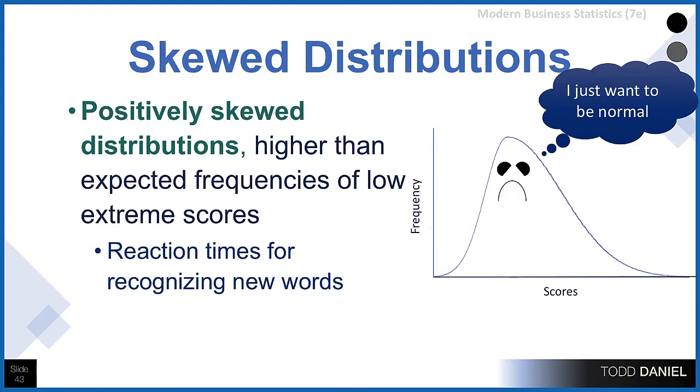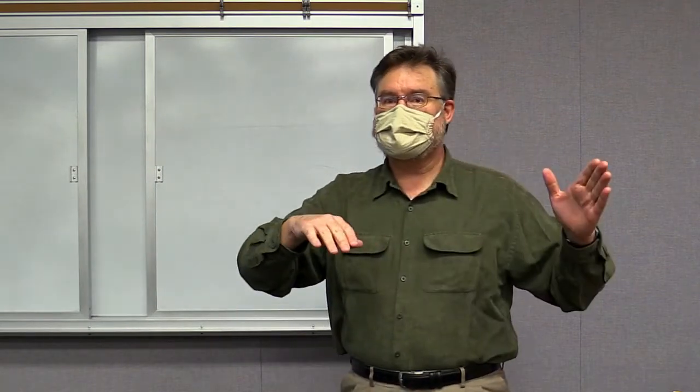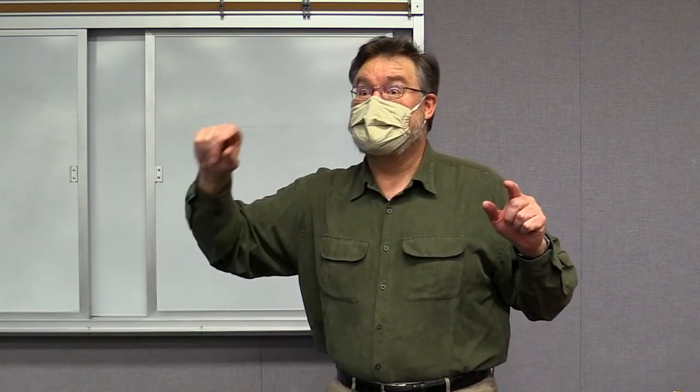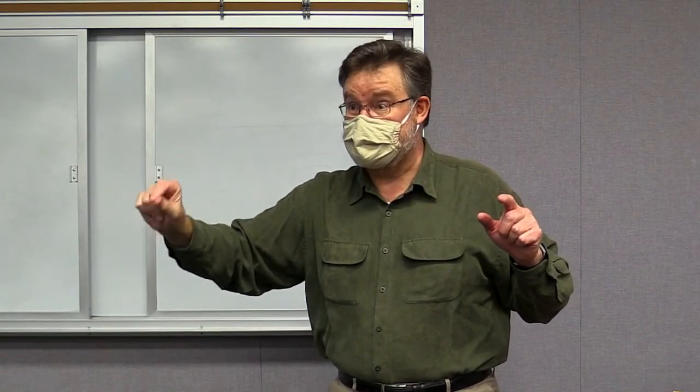Here is how to remember the direction of the skew, positive or negative. So you think about your x-axis. You have the positive end, you have the negative end. The end to which the tail is pulled out, that's the direction that we call the skew. So for instance, if it's pulled to the negative direction, we call it a negative skew. If it's pulled out to the positive direction, we call it a positive skew.